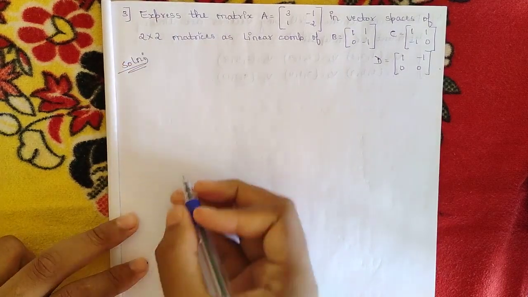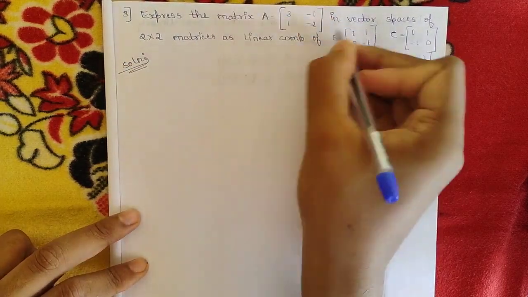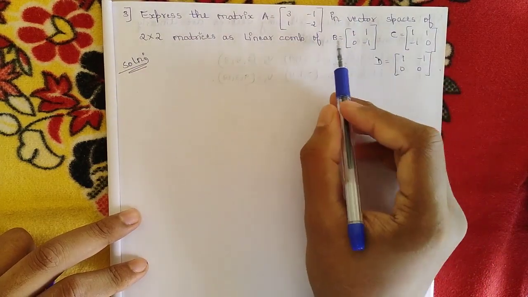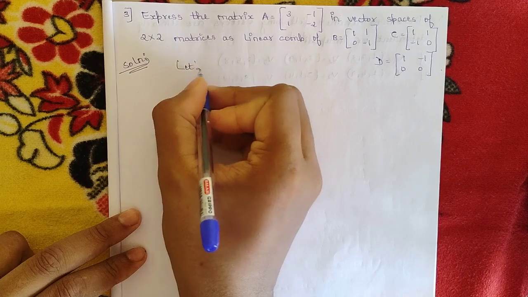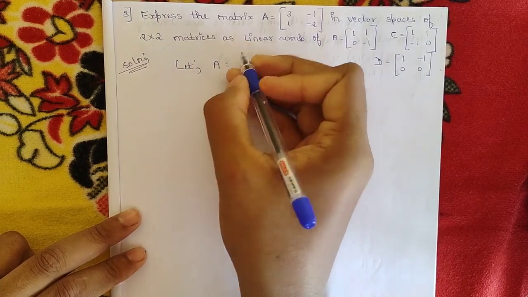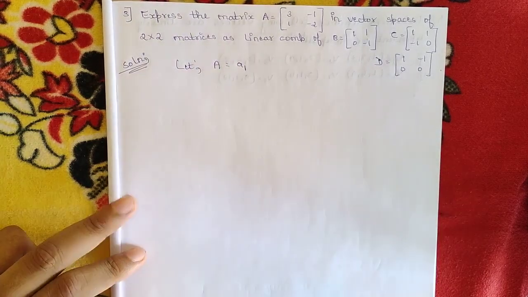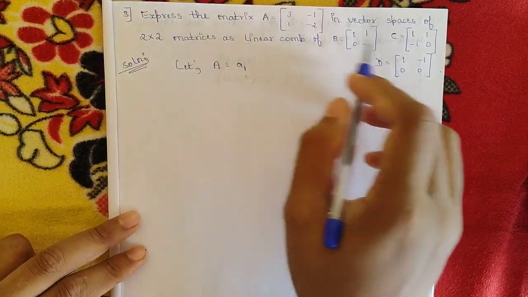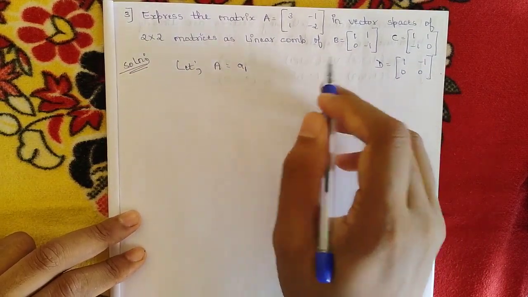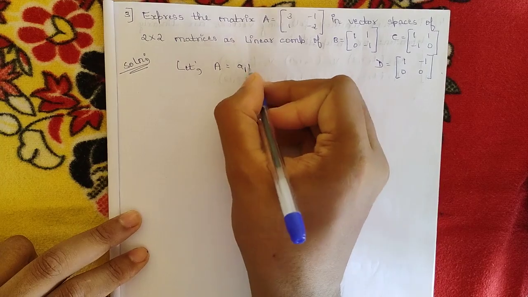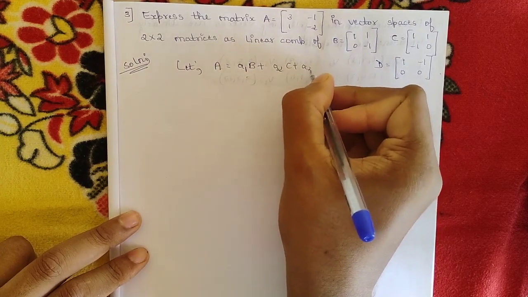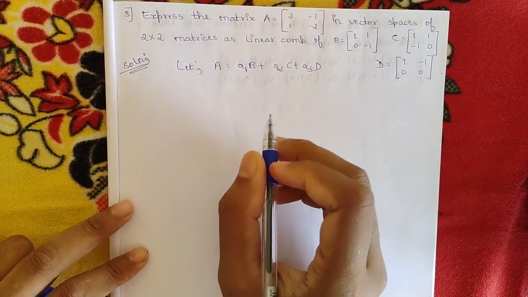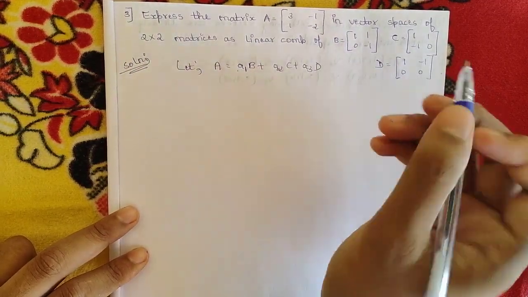Nothing much to do. First, this matrix you should represent in terms of B, C and D. Okay, so we could write, let A be equal to, now let us consider A1. Last time we considered X, Y, Z, right? So this time for matrices you consider mostly A1, A2, A3. Okay, A1 into B plus A2 into C plus A3 into D. This is the equation where A1, A2, A3 belong to R.